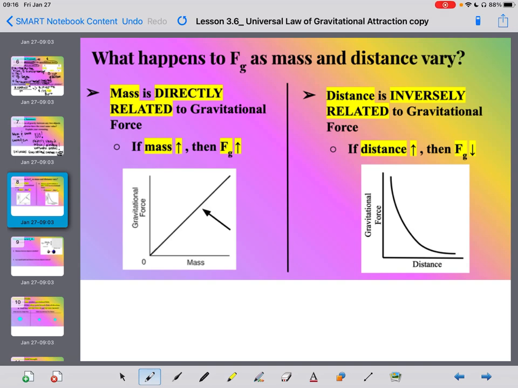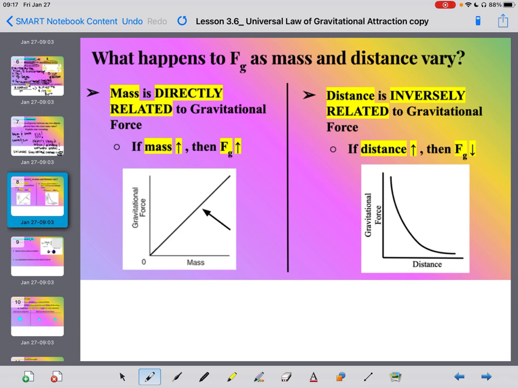So this is part 2 of lesson 3.6, universal law of gravitational attraction. Now we're going to talk about what happens to the force of gravity as we vary mass and distance. Here we're saying that mass is directly related to gravitational force.